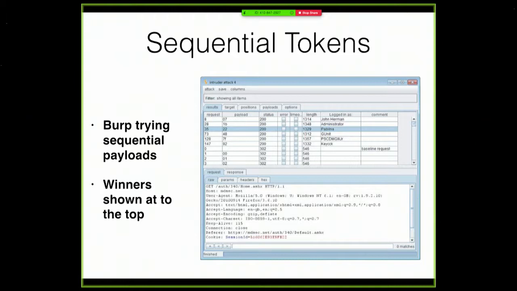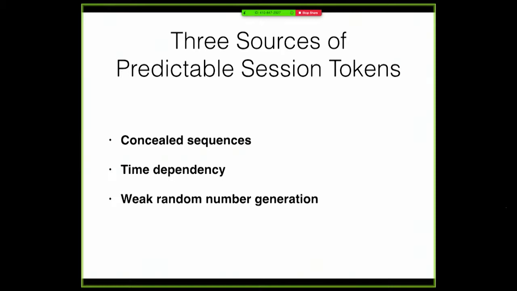So Burp will try sequential payloads if you want to, which you saw in that video. You can tell it to just modify payloads, and then what it'll do is look at the length of the response, and it'll take the ones that are different and put them on the top, and those are ones where it got in, or at least it produced a different error message, but usually you're getting an invalid user until you get logged in as somebody. So all the ones that don't have the expected length are the ones that work. So you might have concealed sequences or time dependency or weak random number generators if you have something more complicated than just sequential numbers, which of course is easy.